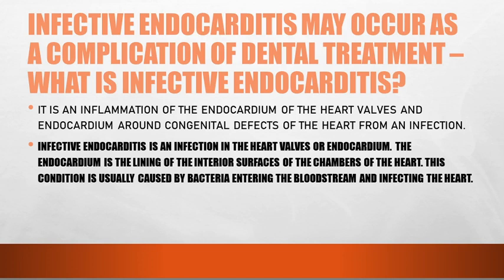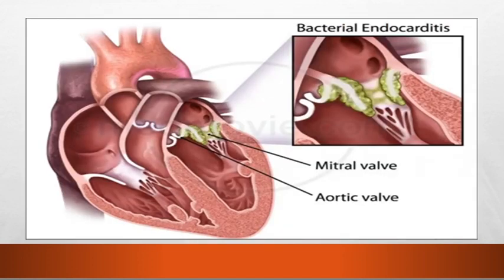This condition is usually caused by bacteria entering the bloodstream and infecting the heart. So this means that the presence of bacteria in the bloodstream will lead to infection of the heart valves or endocardium, leading to the formation of infective endocarditis. Can you see here? This is the mitral valve. The presence of bacteria in the bloodstream will cause infection in the valves, the mitral valve, which leads to bacterial endocarditis. This is called bacterial endocarditis, inflammation of the mitral valve.